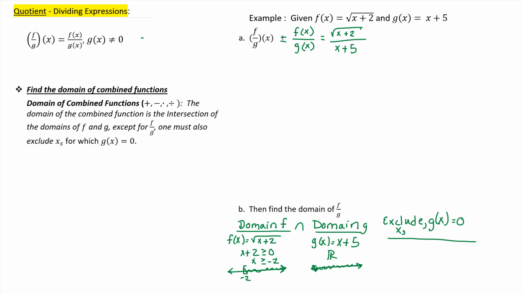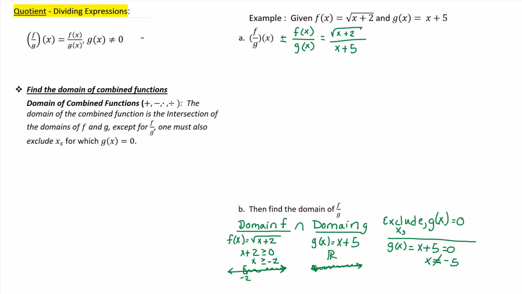Then, are there any x values for which g of x is 0? Let me write g of x down. It's x plus 5. You could probably see right away what value for x would make that 0. But if not, set it equal to 0 and solve for x by subtracting 5 from both sides. You'd see that when x is negative 5, g of x is 0. That's not allowed, so we would have to exclude that from our domain.